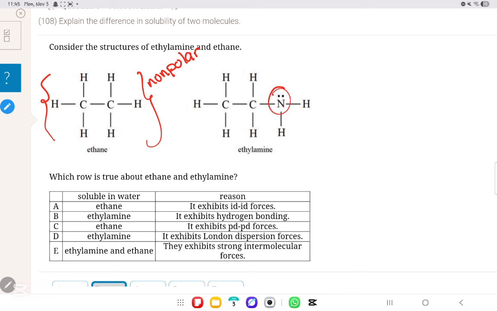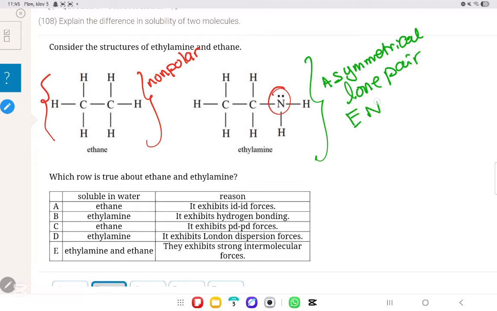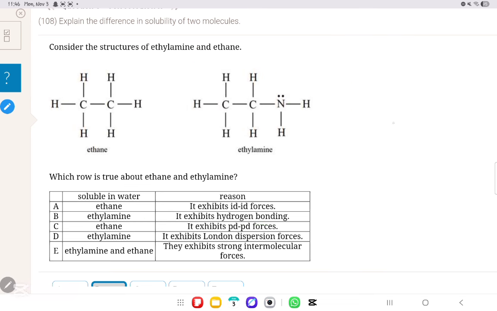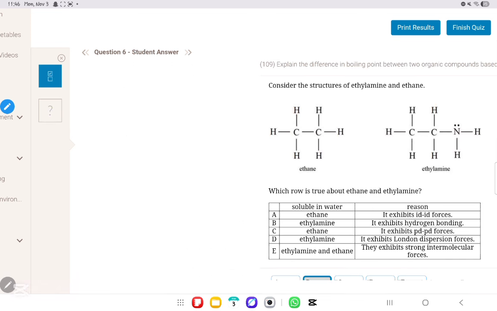Ethylamine has nitrogen, right? And the whole structure of this is asymmetrical, which is amazing. We need it to be asymmetrical first of all. So it's asymmetrical. Then, second of all, nitrogen has a lone pair. And third of all, nitrogen is one of the electronegative, right? So with these, it will form a hydrogen bond. So which of them is soluble in water? It's definitely ethylamine because it exhibits hydrogen bonding. We'll move on to question number 6.